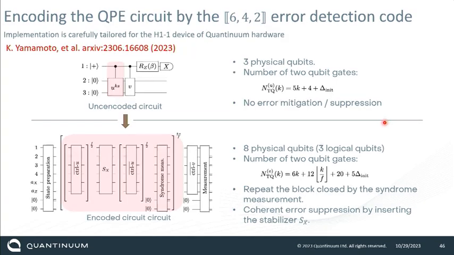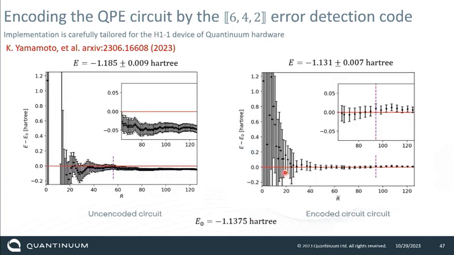Later in the year, our quantum chemistry team led by Kentaro Yamamoto took that same code and encoded a quantum phase estimation algorithm. So he compared an unencoded version, which uses 3 physical qubits, to the logical encoded version using 8 physical qubits to give you 3 logical qubits. And what he was able to see is that the encoded version got closer to predicting the correct energy. So here's the energy that you'd expect for the particular problem, and we see that the encoded version did better than the unencoded version.